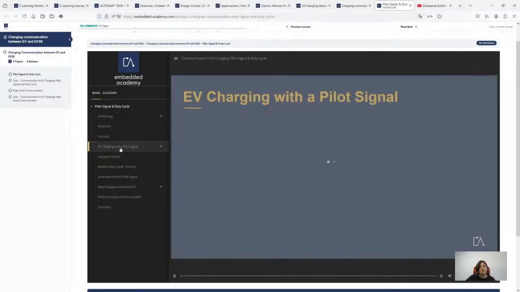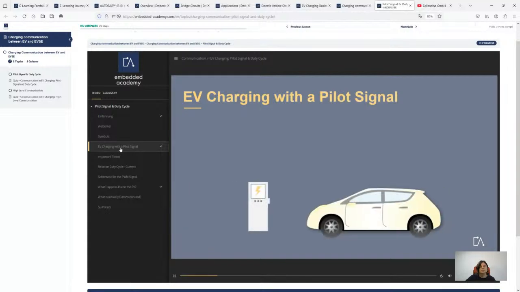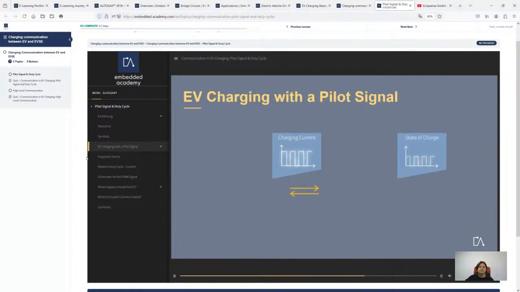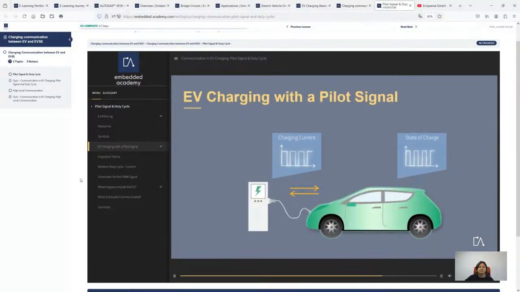So EV charge. Pilot signal is a mandatory part of EV charging. It provides communication between the vehicle and the EV charging station by using a PWM signal. The EV charging station communicates the available predetermined charging current via the duty cycle of a 1 kHz PWM signal, while the vehicle communicates by varying the voltage level of the state of charge. The pilot signal forms the basis for any kind of signal link between vehicle and EV charging station.